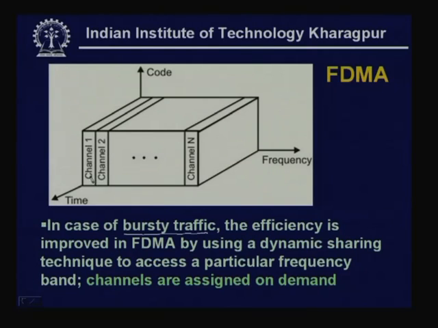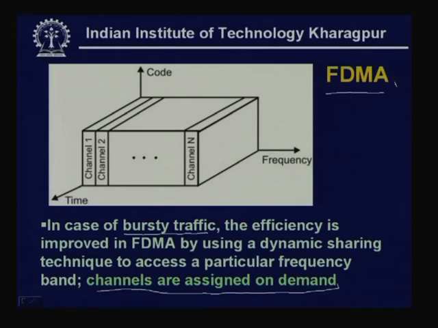What can be done to improve the utilization? Instead of statically allocating a particular channel to a particular station, the channels can be assigned on demand. That means, depending on the requirement of different stations or users, a single channel can be allocated to different stations or users. So, that makes it FDMA, frequency division multiple access. That means, not only is the overall bandwidth divided into a number of channels, each channel can be allocated to a number of stations or users.